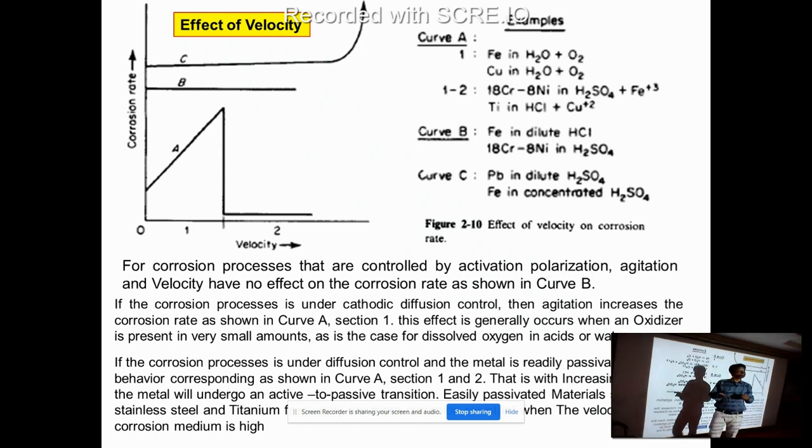Suppose it is in concentration polarization, then the effect of velocity comes into the picture. We discussed in the concentration polarization portion what will happen if I increase the agitation speeds. Turbulence will be generated. It pushes the ions towards the surface. So the mass transfer rate as well as the corrosion rate will increase. So the effect of velocity is only in concentration polarization, not in activation polarization. So that's what we have given.